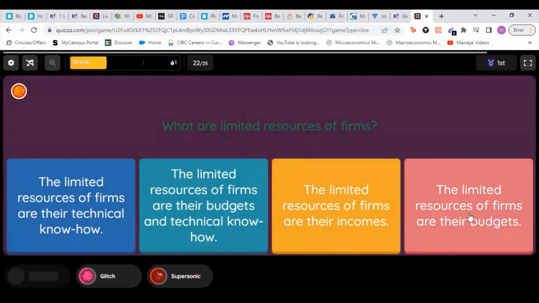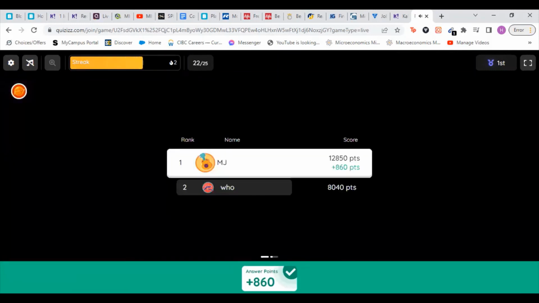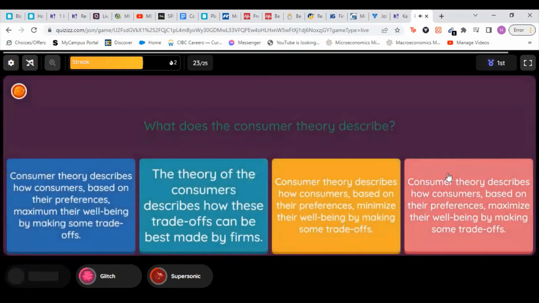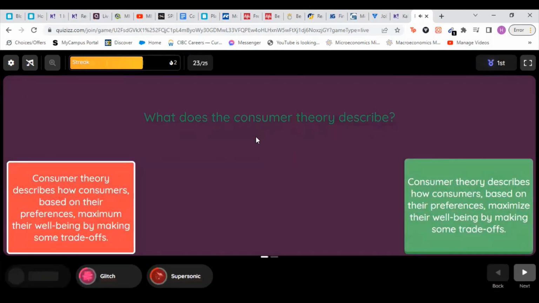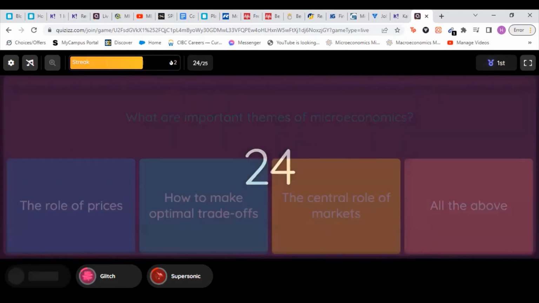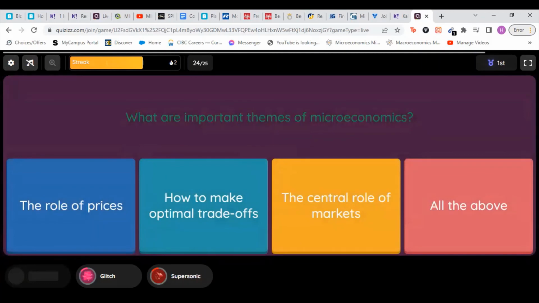What are limited resources of firms? The second option. Excellent. What does the consumer theory describe? The first option. That was a hard worded question. Each option seemed very similar. I read the first one and I was like, oh, that one looks like the right answer. What are important themes of microeconomics? All of the above.